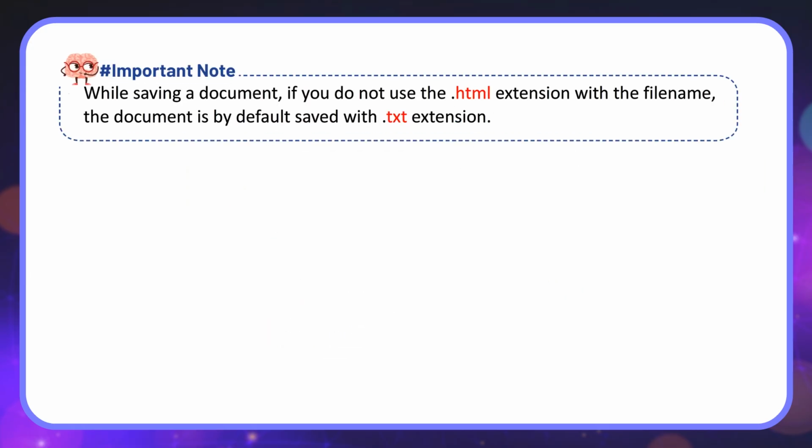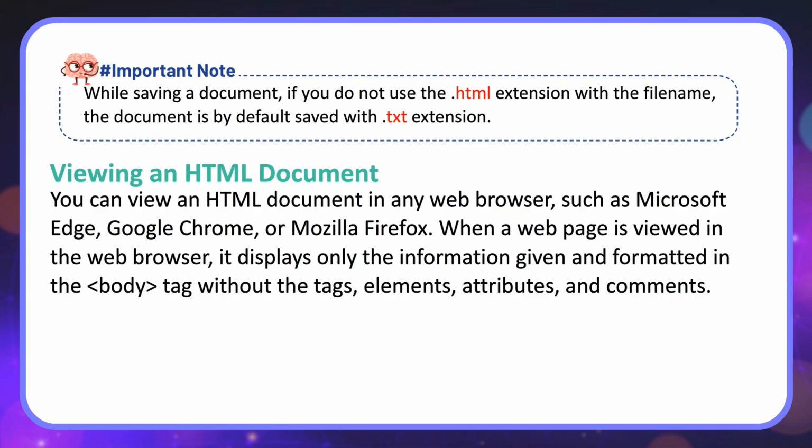Important note: while saving a document, if you do not use the HTML extension with the file name, the document is by default saved with text extension. Viewing an HTML document. You can view an HTML document in any web browser, such as Microsoft Edge, Google Chrome, or Mozilla Firefox. When a web page is viewed in the web browser, it displays only the information given and formatted in the <body> tag without the tags, elements, attributes, and comments.